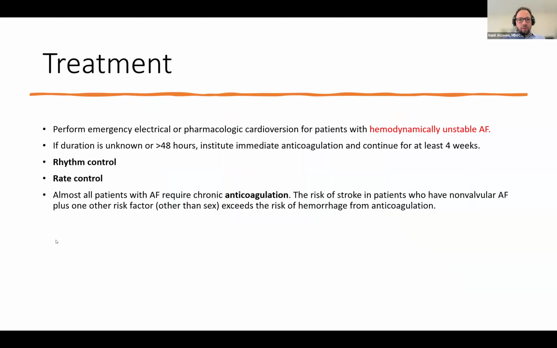Of course, as most of you know, if AFib with patient hemodynamically unstable, just do emergency electrical or pharmacological cardioversion for such patient. If you don't know the duration or it is more than 48 hours, you need to start immediate anticoagulation, and in that case, you need at least 4 weeks of anticoagulation, and then you can do the cardioversion after this period.